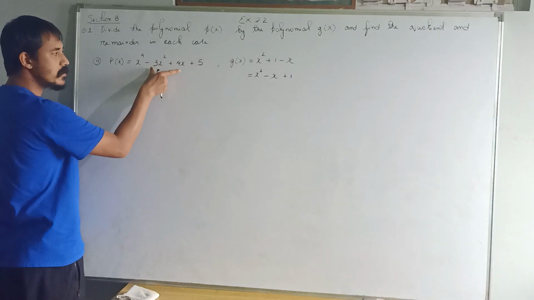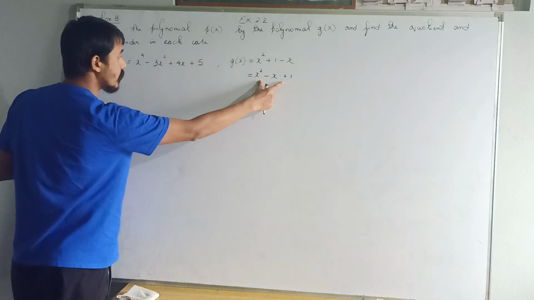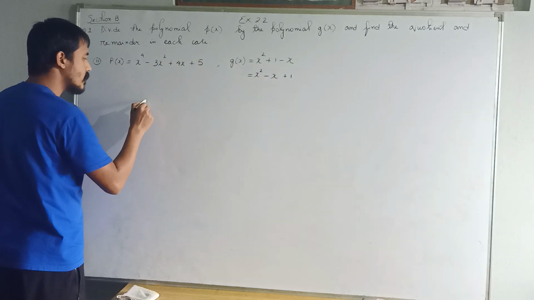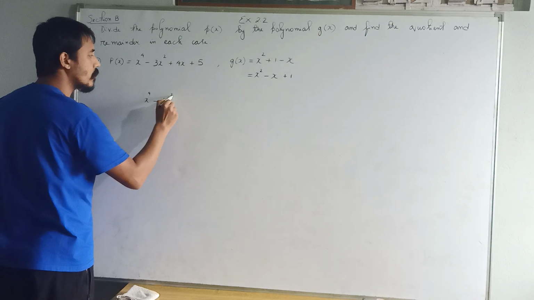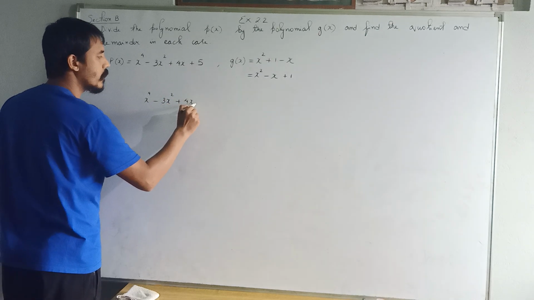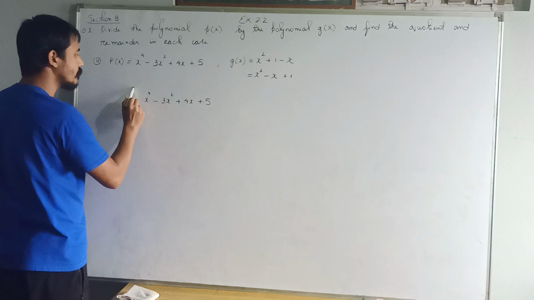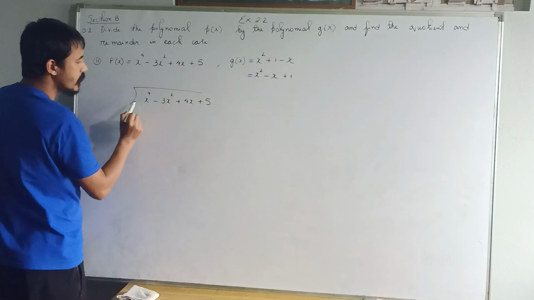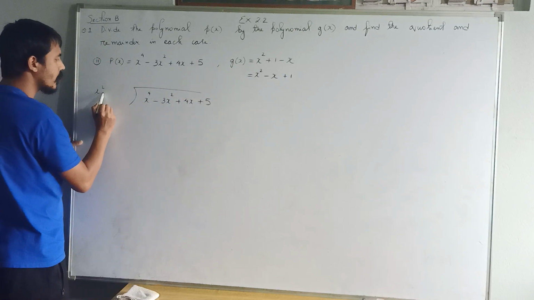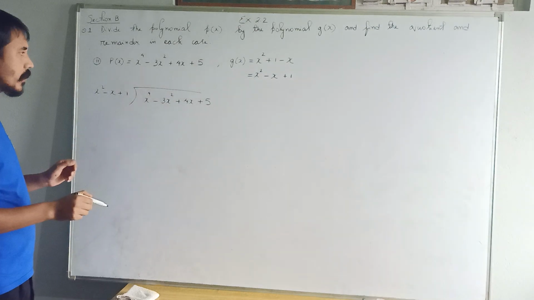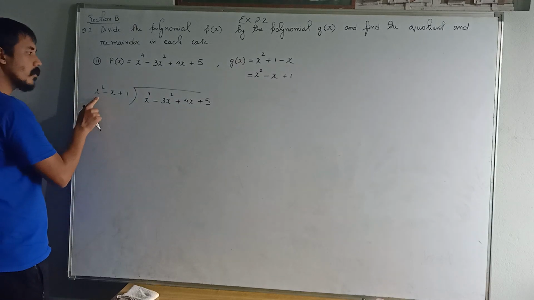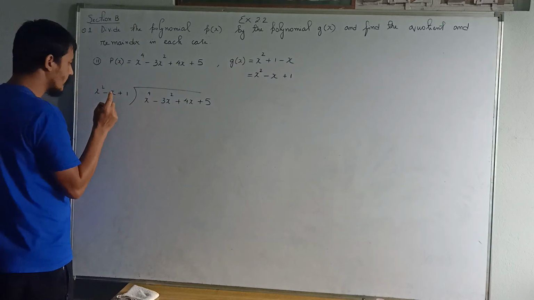So let's divide this p(x) by g(x). p(x) is x to the power 4 minus 3x square plus 4x plus 5. And then your g(x) is x square minus x plus 1. There is no formula used here, there is only one rule. Always make the first term equal.